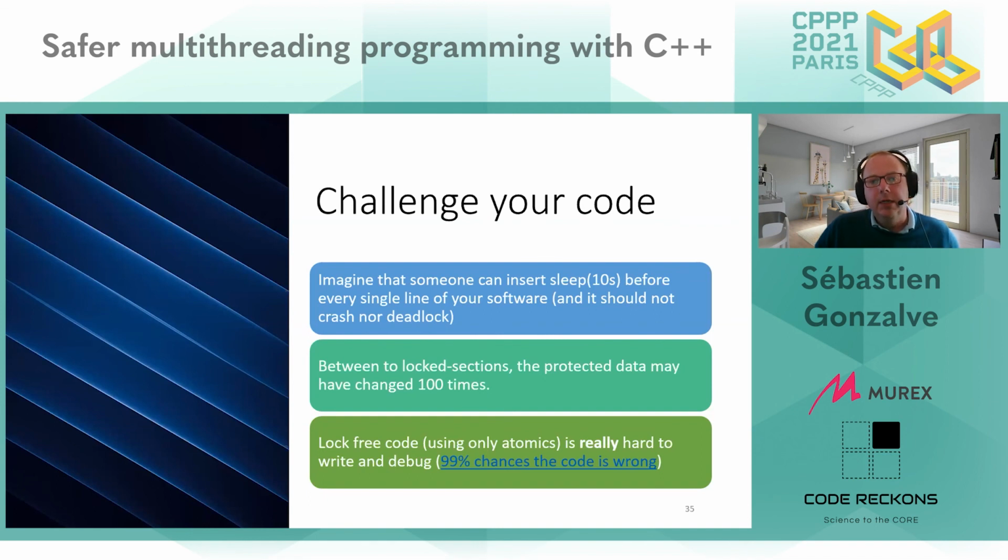So we are reaching the end. Keep in mind that you need to challenge your code when you are using threads and especially locks. Imagine that you may have 10 seconds between each line of your code. So you should have working software with a deterministic outcome, even if you put a sleep in each line, unless you are doing timing things. But if it's just event controlling, you should not have any issue by adding a sleep anywhere.